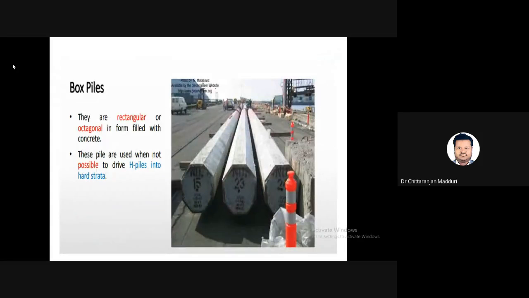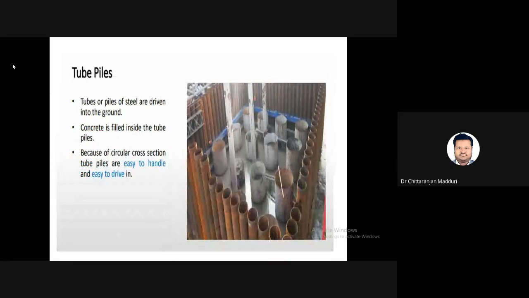Box piles. They are rectangular or octagonal in shape. It is filled with concrete. These piles are used when it is not possible to drive H piles into a hard stratum. Tube piles. Tube piles are piles of steel which are driven into the ground. So concrete is filled inside the tube piles. Because of the circular cross section, tube piles are easy to handle and easy to drive in.